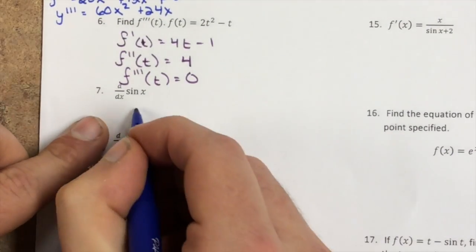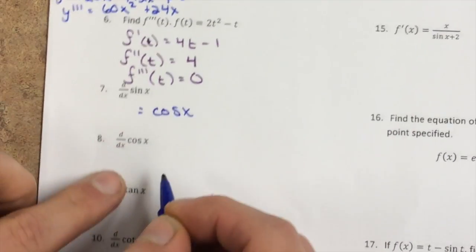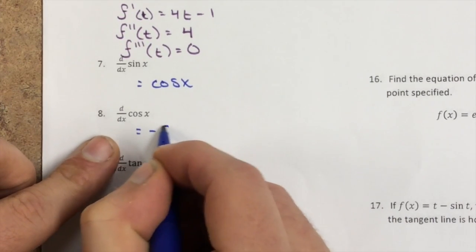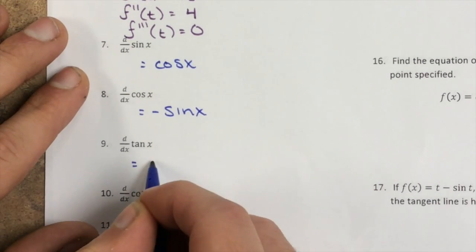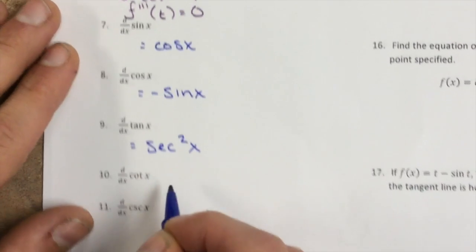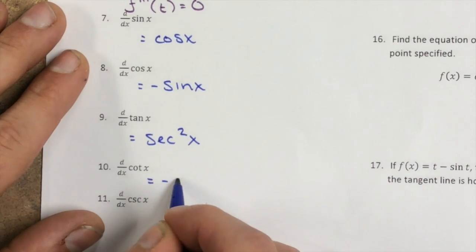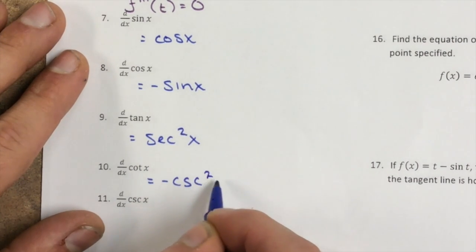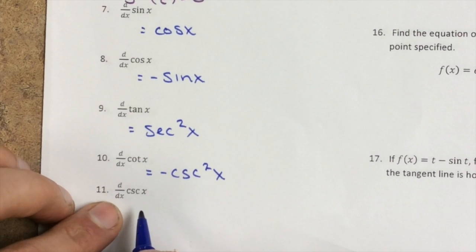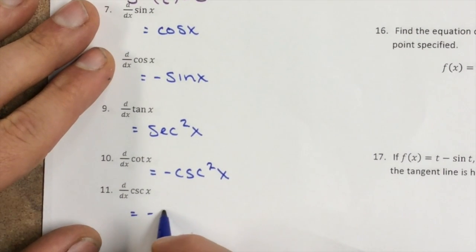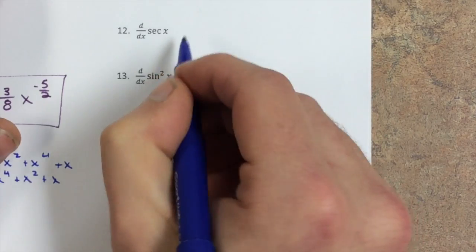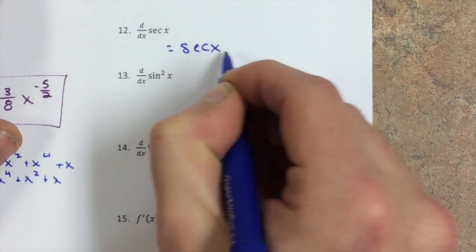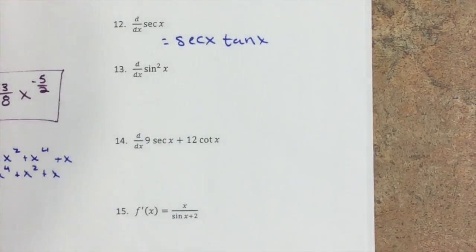Derivative of sine, cosine. The derivative of cosine, negative sine. The derivative of tangent, secant squared. The derivative of cotangent, negative cosecant squared. The derivative of cosecant is negative cosecant cotangent. The derivative of secant, secant tangent. These we just need to know.